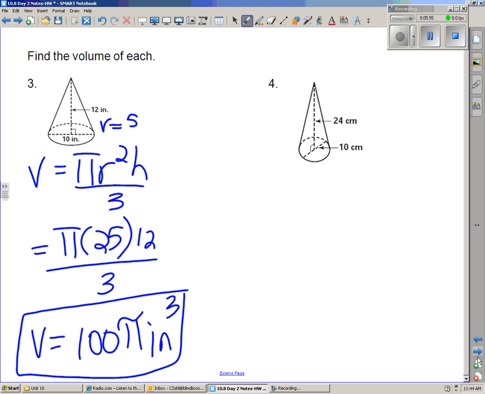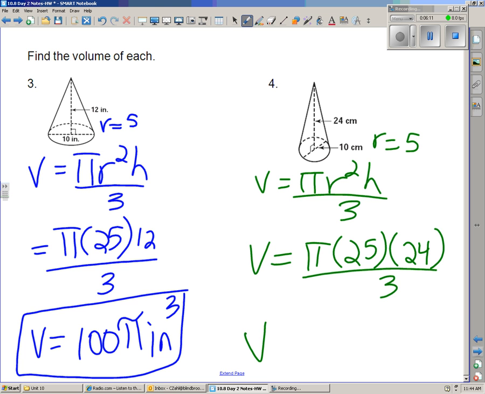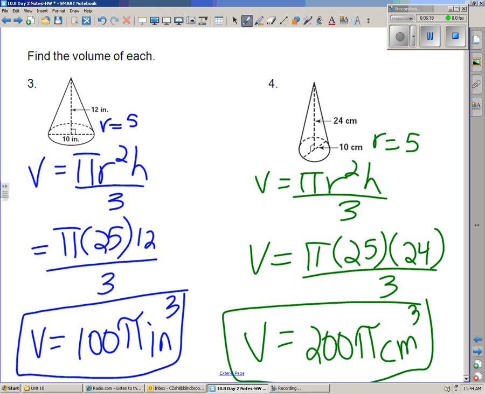On this one, same idea. Volume equals pi r squared h divided by 3. Radius happens to equal 5 again. So then what happens is volume is pi r squared h divided by 3. Just see what the numbers are. Don't worry about the pi symbol. It just comes down in your answer for 200 pi centimeters cubed.